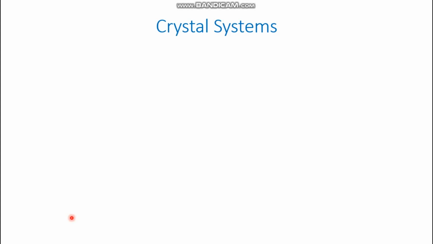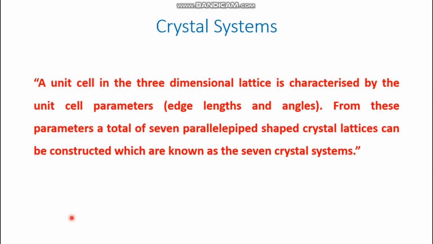Now, crystal systems. So, inspection of a wide variety of crystals leads to the conclusion that all can be built up only from 7 basic regular figures or subunits, and these are known as the 7 crystal systems. What is the definition? The definition is, a unit cell in a 3-dimensional lattice is characterized by the unit cell parameters. So what are the unit cell parameters? Now, the unit cell parameters are the edge lengths and the corresponding angles between 2 intersecting planes.